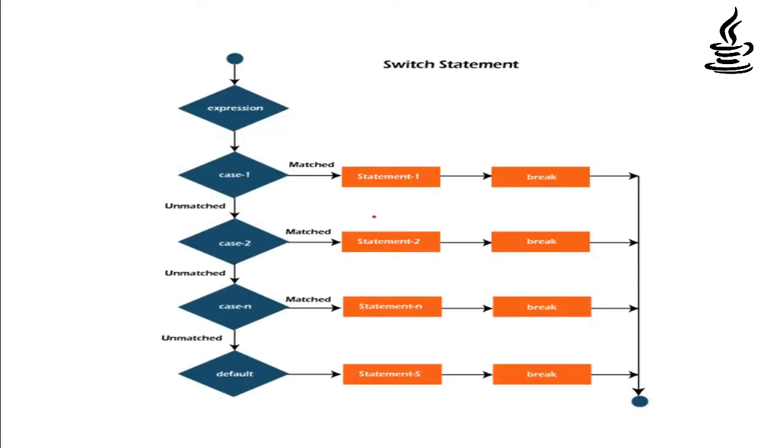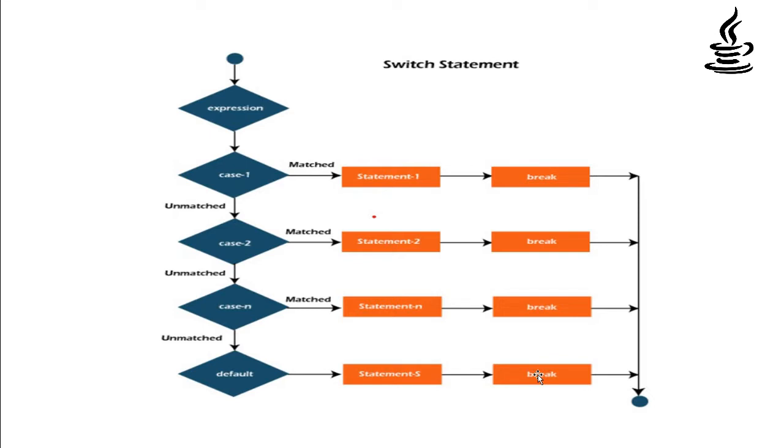So for example, we have different cases here like case 1, case 2, case 3 and case 4 and a default value. So according to the value of expression, the corresponding case will be executed. For example, let's say the value is in sync with case 2. So case 2 will be executed and statement 2 will be executed and our program will break, or terminate, and reach the end. And if none of these cases are satisfied by the value of the expression, then our program will execute the default condition. So statement 5 will be executed and then break will occur.